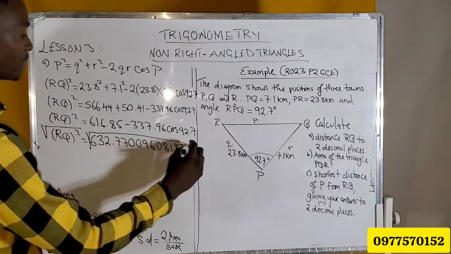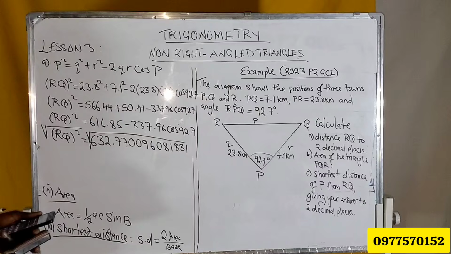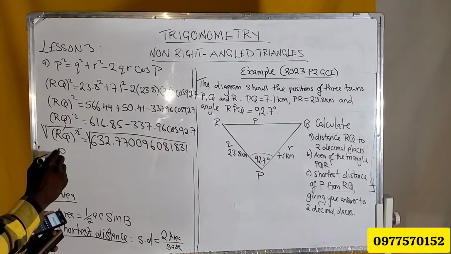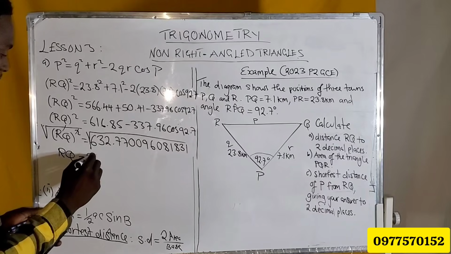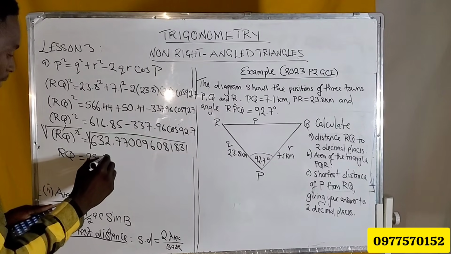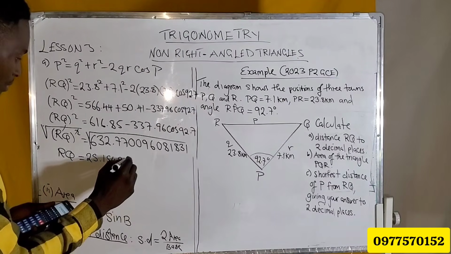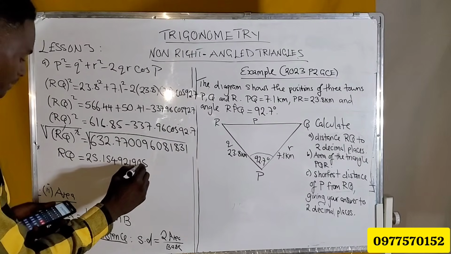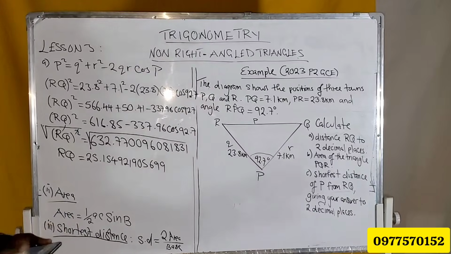Both sides. The whole of this number, we're going to do what? To square root. So I'm going to say square root. Okay, the answer is giving me, so this square root symbol and the 2 cancel. So RQ is equal to the square root of this number, which is giving me 25.15492190569. Now let's go to the instruction.